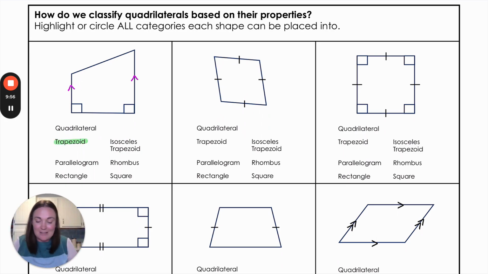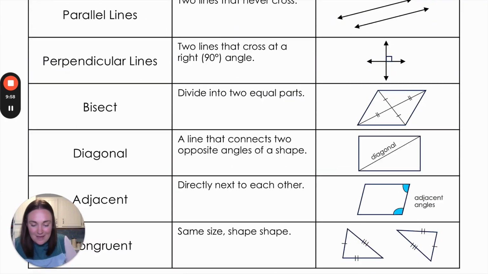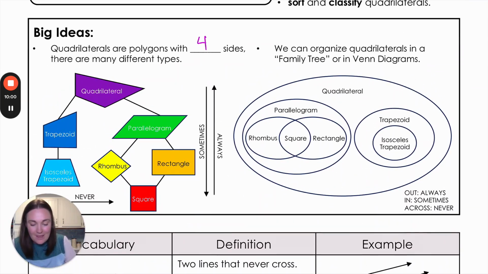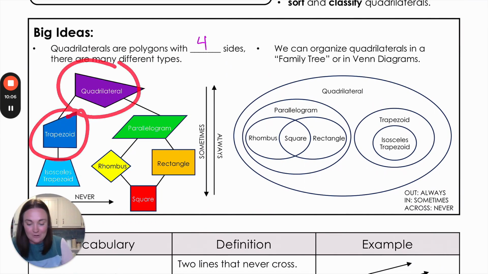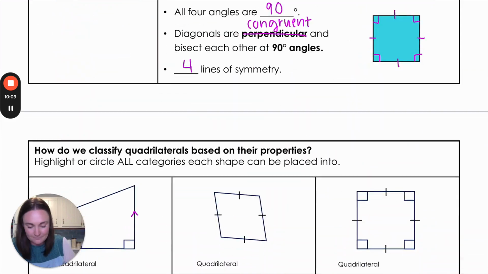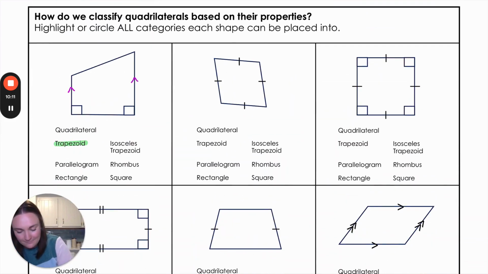Now, let's go back to that family tree for a second. If I have a trapezoid, I know that it's a trapezoid, but it's also everything above it. So it's also going to be a quadrilateral. And none of the rest of those are true.